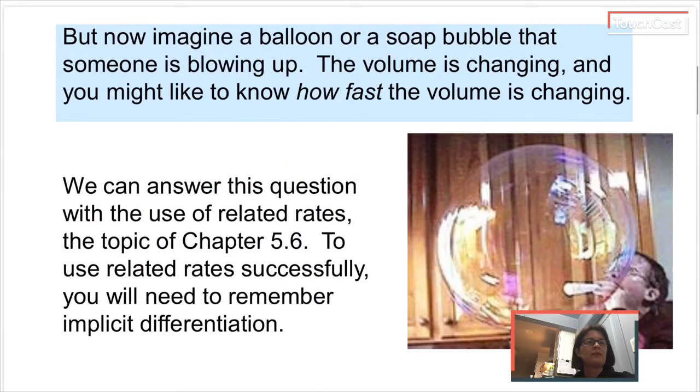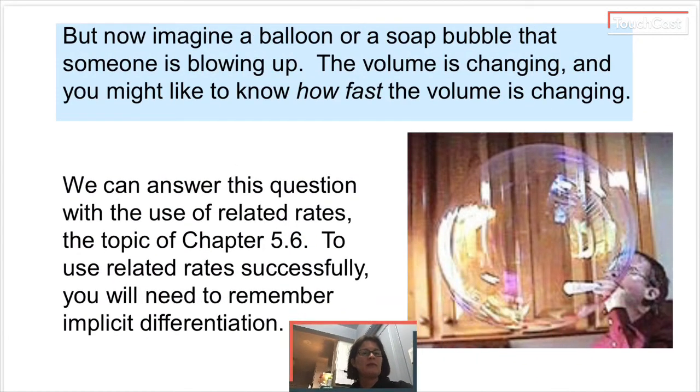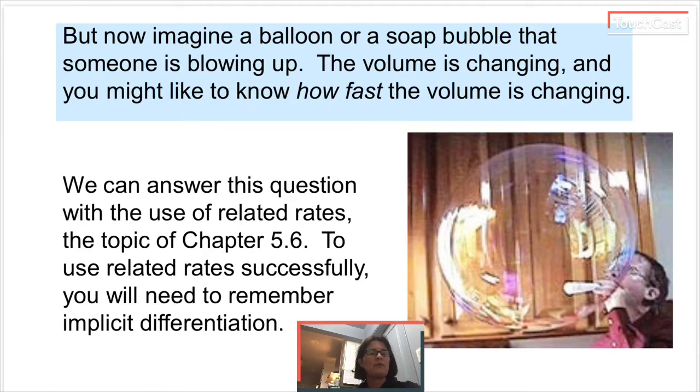So, you could imagine somebody making a sphere and making it increase in volume, like you're blowing up a soap bubble or blowing up a balloon. Because of the air you're putting in, the volume is increasing. And we can, with calculus, talk about how fast that volume is changing.